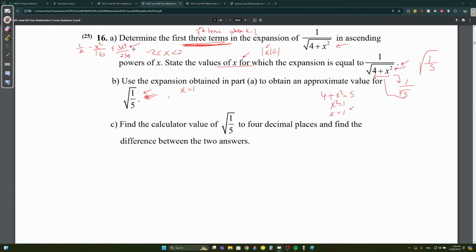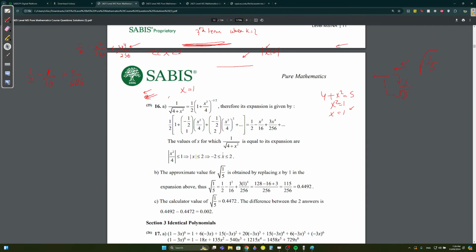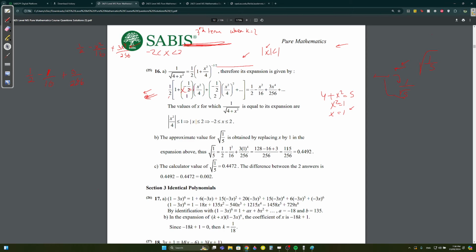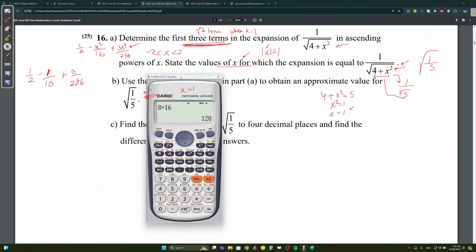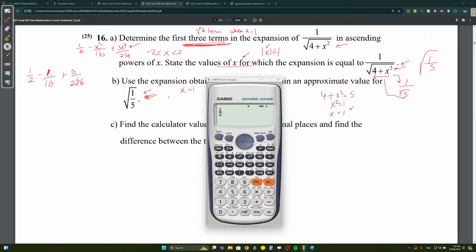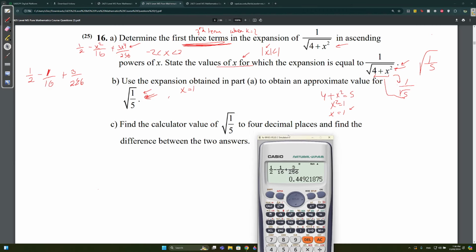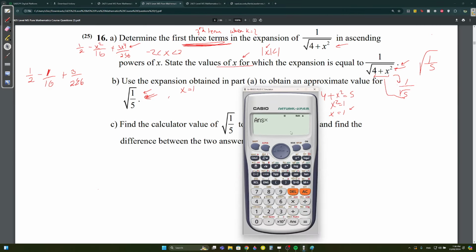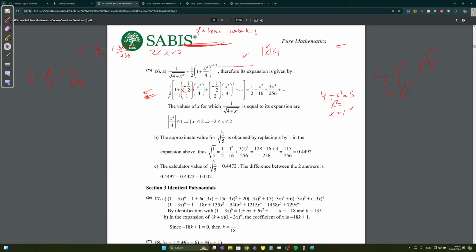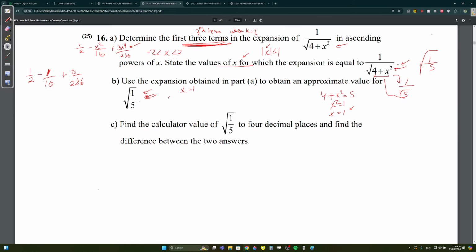Let's go back to our original expansion and substitute x equals 1. So 1 over 2 minus 1 over 16 plus 3 over 256. And what do you get? I'm going to do it on my calculator: 1 over 2 minus 1 over 16 plus 3 over 256. They want an approximate value. How many significant figures? They want 4 decimal places, so let's just take 4 decimal places. It's going to be 0.4492. Is that the correct answer? Yeah, 0.4492.